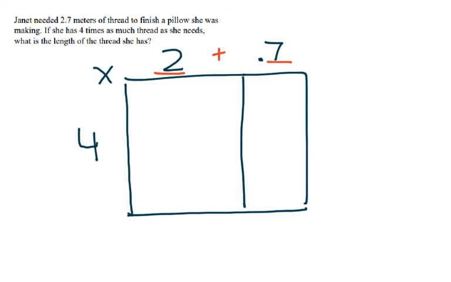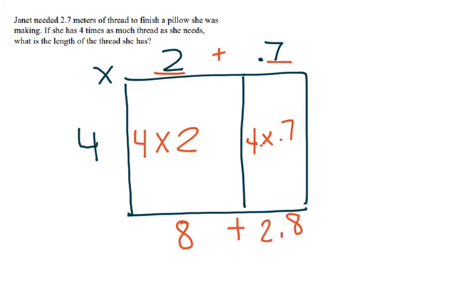That way we can apply the distributive property to multiply 4 by each of those parts. So here we see 4 times 2 gives a partial product of 8 meters, and 4 times 7 tenths gives a partial product of 2 8/10 meters, for a total of 10 8/10 meters of thread.